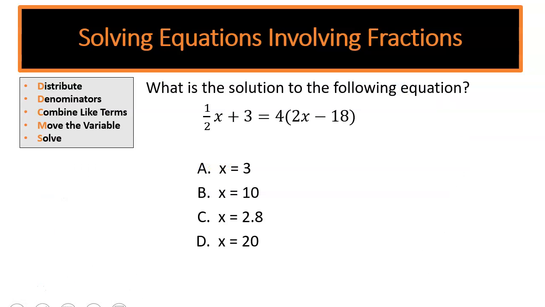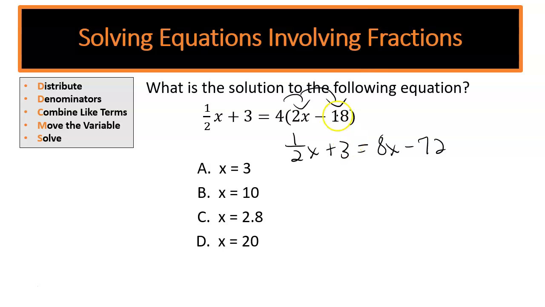We've got just one more we're going to do today, and then we'll be finished for the day. So again, we're going to go through our steps. Distribute first. 4 times 2x is 8x. 4 times negative 18 is going to be negative 72. Yep, 72. All right, next up, denominators. My denominator is 2. If you like it better, you can put the 2 in front of the parentheses on this side.